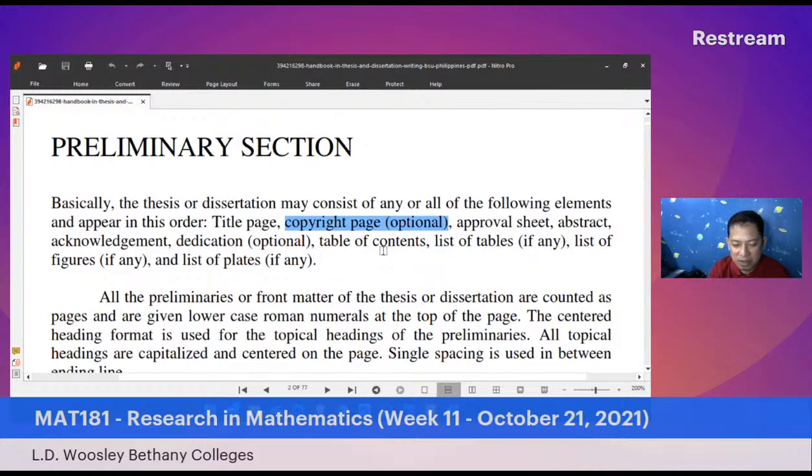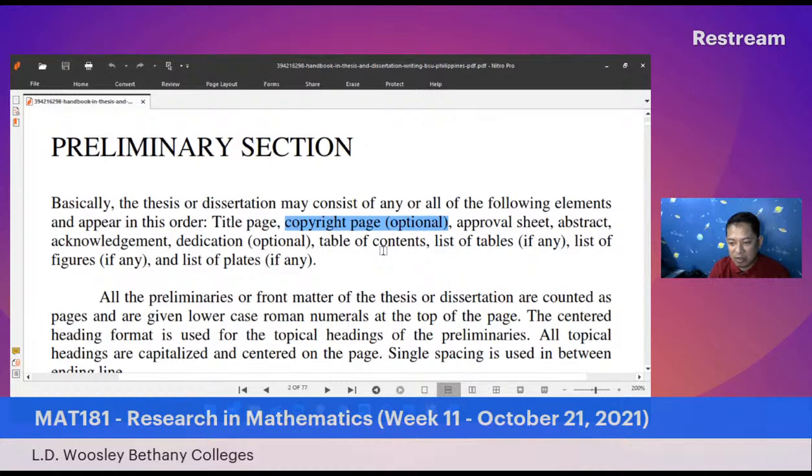chapters. Chapter 1 includes the problem and its background. You have the literature study, or review of related literature and studies. Chapter 3, the methods of research or research methodology. Chapter 4 is the findings. And then we have chapter 5, conclusion and recommendation for the research. So those are basically the 5 major parts of our research.